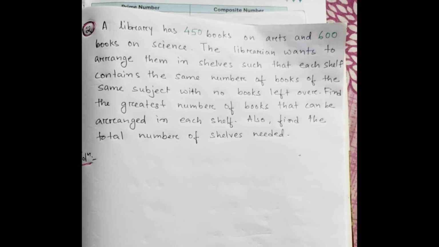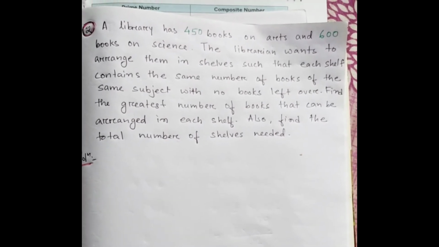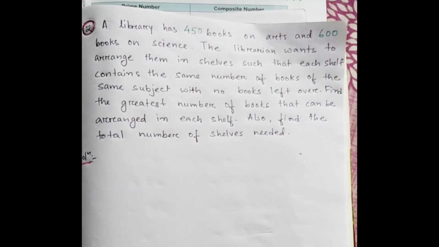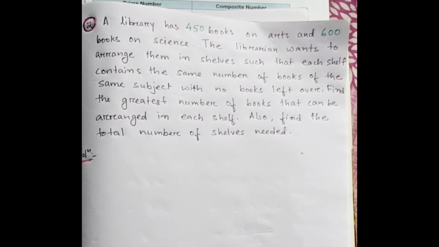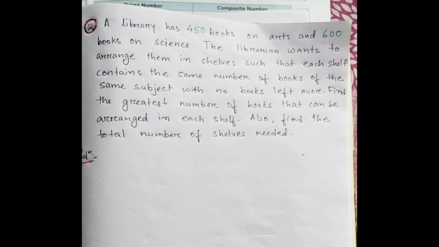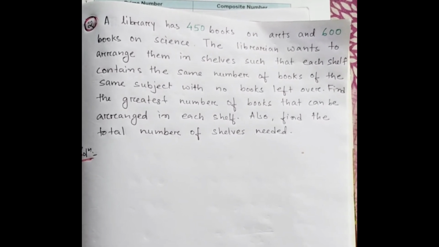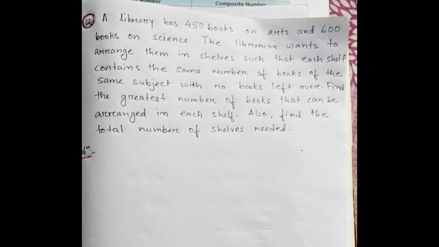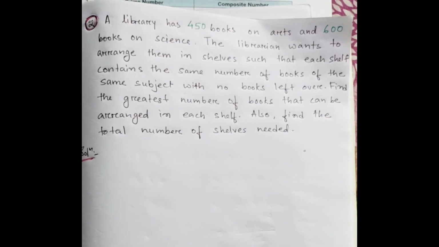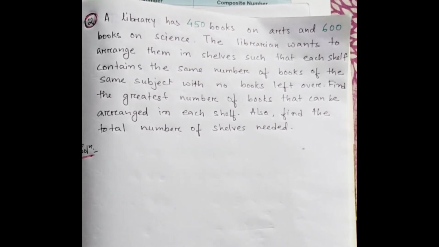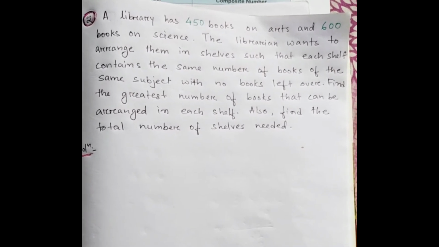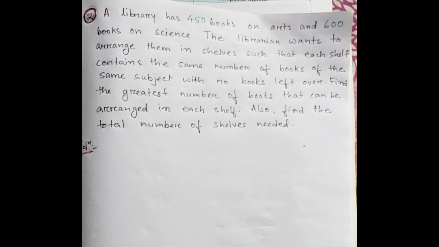Next question: a library has 450 books on arts and 600 books on science. The librarian wants to arrange them in shelves such that each shelf contains the same number of books of the same subject with no books left over. Find the greatest number of books that can be arranged in each shelf. Also find the total number of shelves needed.